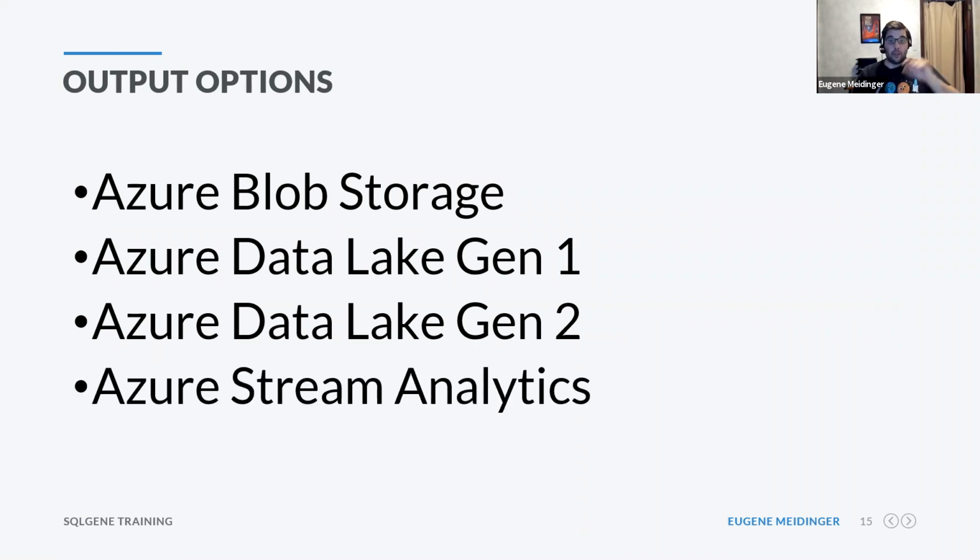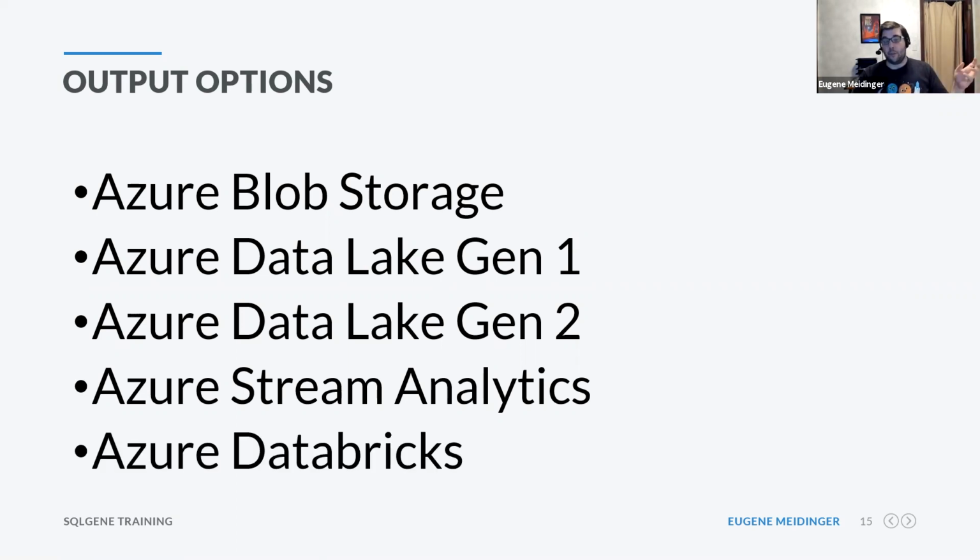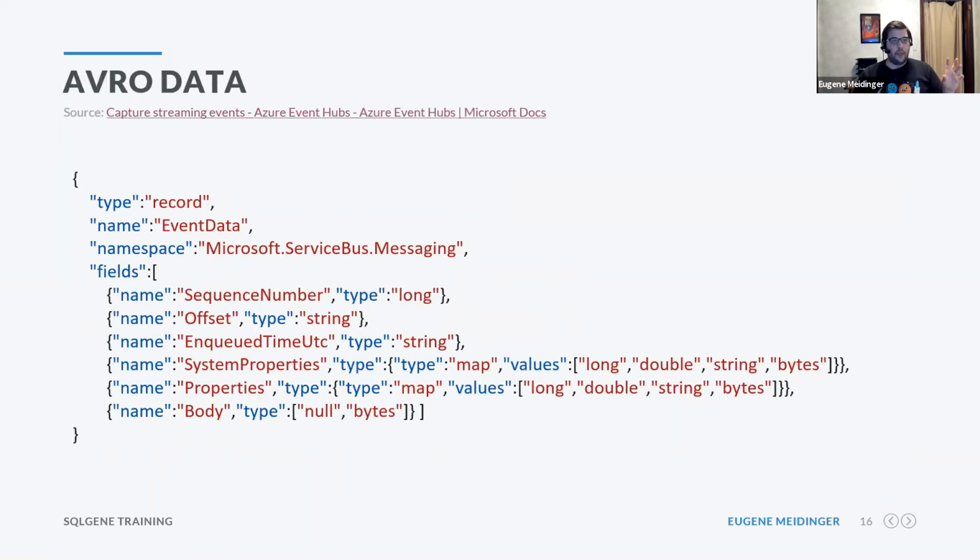Azure Stream Analytics can receive Event Hubs as an input. The support for that's really good. And then if you're using Azure Databricks, you can easily use one of the Java libraries to read in the data and do some analysis there. I mentioned before, the data is Avro data. So here's the schema from the documentation from Microsoft.